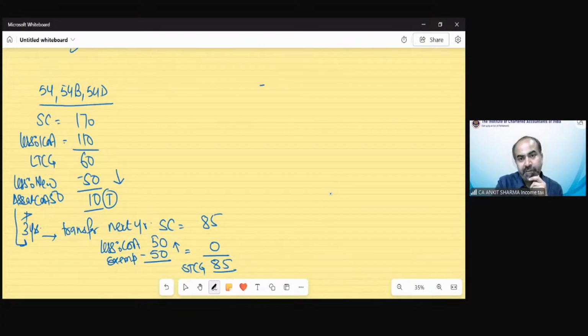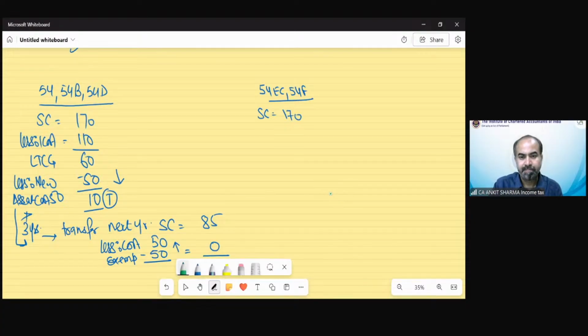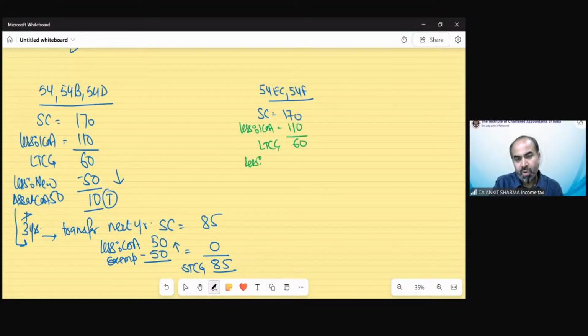Now from section 54EC and 54F, the provision has been changed. Suppose, taking the same example, 170 lakh less index cost of acquisition. I'm taking the same figures, 110, 60 lakh long-term capital gain. Suppose you have fulfilled the condition. The new asset cost of acquisition is suppose 50 lakh. So you have reduced it by 50 lakh. Your 10 lakh is your taxable gain.